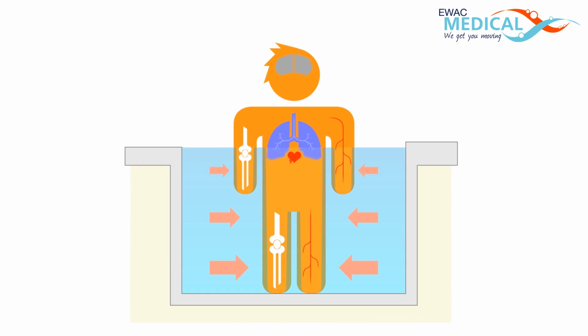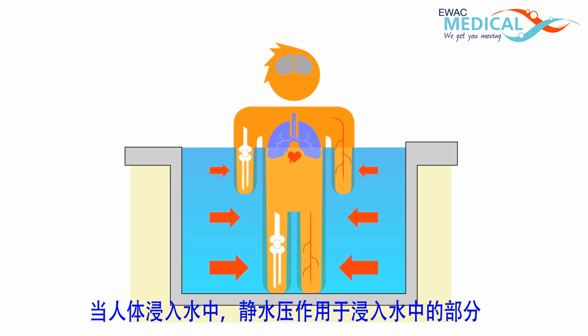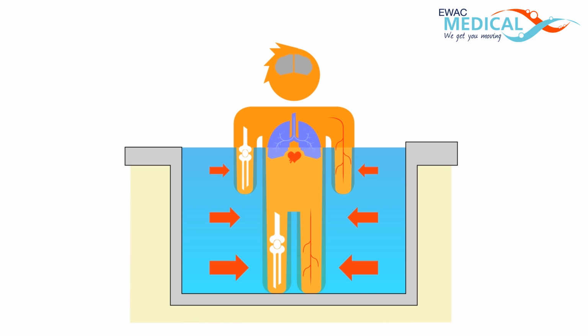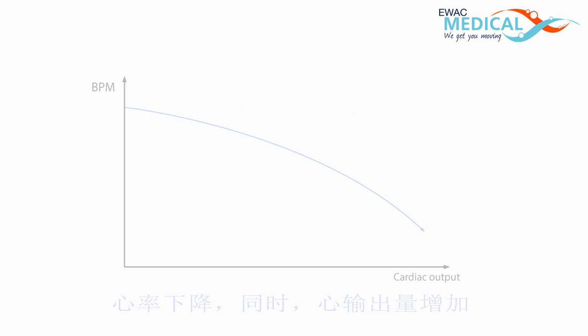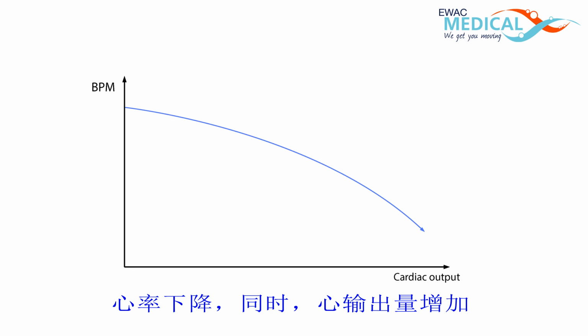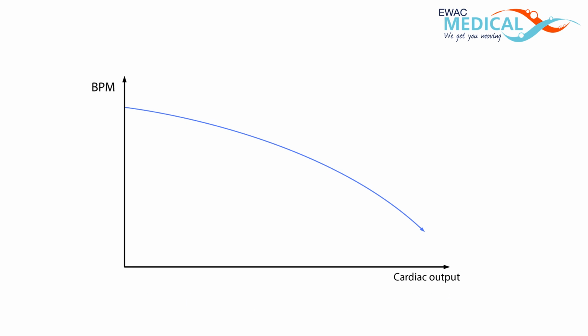When the human body is submerged in water, hydrostatic pressure compresses the submerged parts. Because the blood is forced to the central parts of the body, the heart can operate more efficiently. The heart rate is lowered while at the same time cardiac output increases.